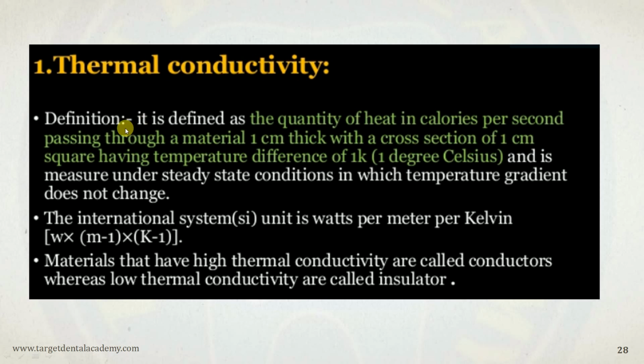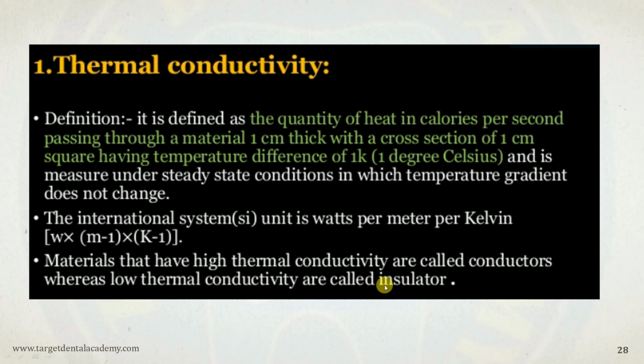Coming on to thermal conductivity, it is defined as the quantity of heat in calories per second passing through a material 1 centimeter thick with a cross section of 1 centimeter square, having a temperature difference of 1 Kelvin, and is measured under steady conditions in which the temperature gradient does not change. So the international system unit is watts per meter per Kelvin. Materials that have high thermal conductivity are called conductors, as you all know, whereas low thermal conductivity materials are the insulators.